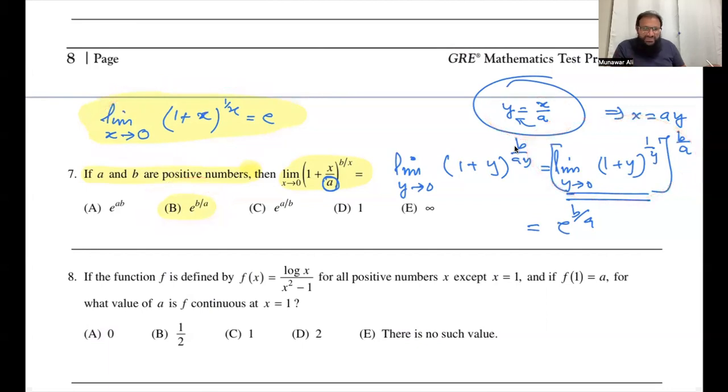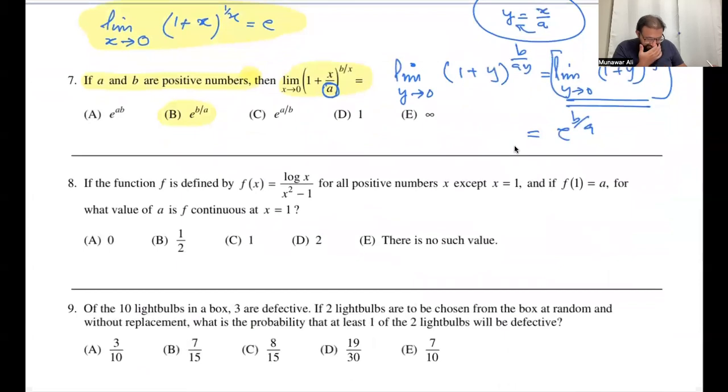So this result is being used to give us this answer by using some sort of transformations like this. Very simple. Question number 8 says that if a function is defined by f of x is equal to log x over x square minus 1 for all positive numbers except at x is equal to 1, because this function is not defined at x is equal to 1.